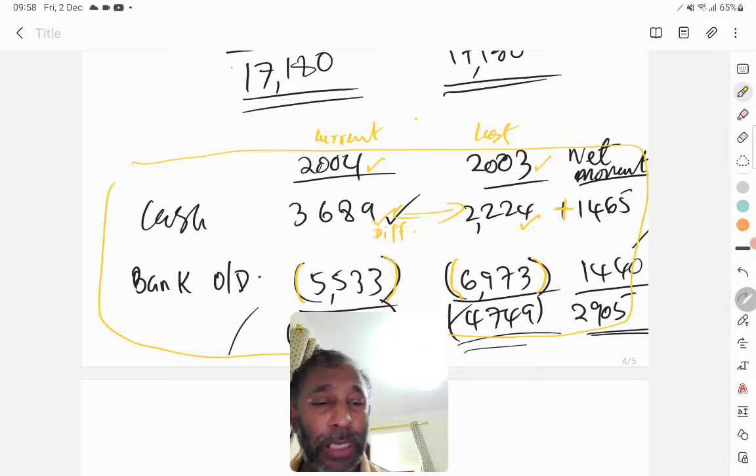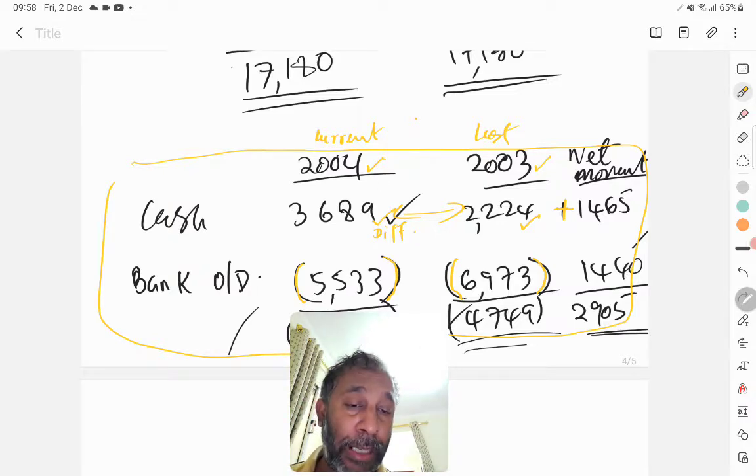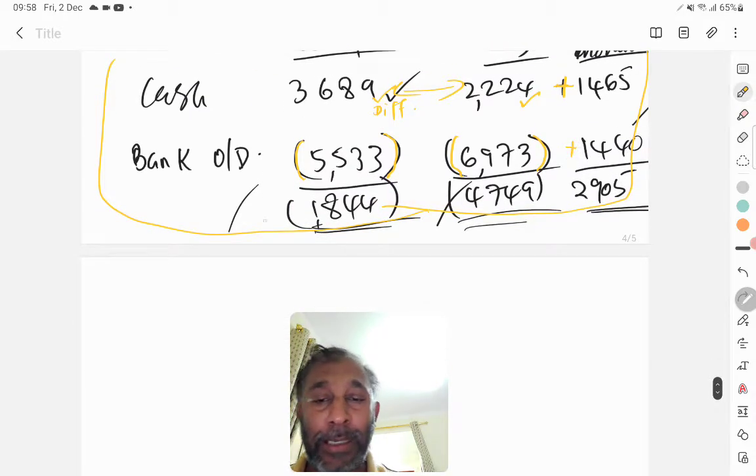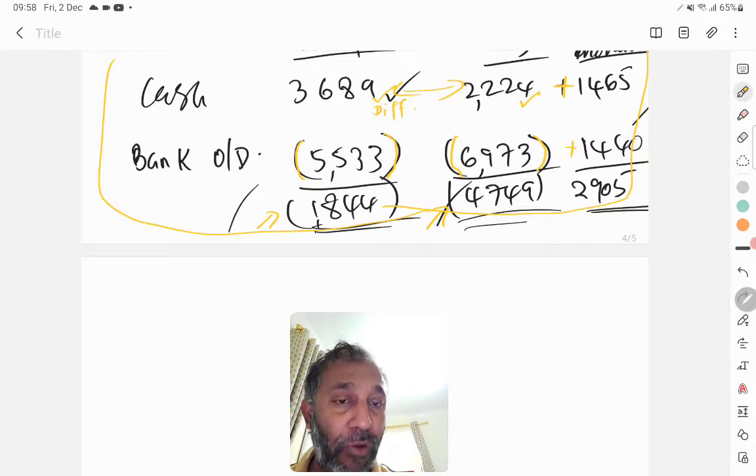So what you do is that you again find out the difference. The minus number, negative number reduced, meaning mathematically it is increased. So again you have a plus answer. So the answer is 1440. And then accordingly we take the summary total, the final total. We get minus 1844 and minus 4749, and the difference is 2905.